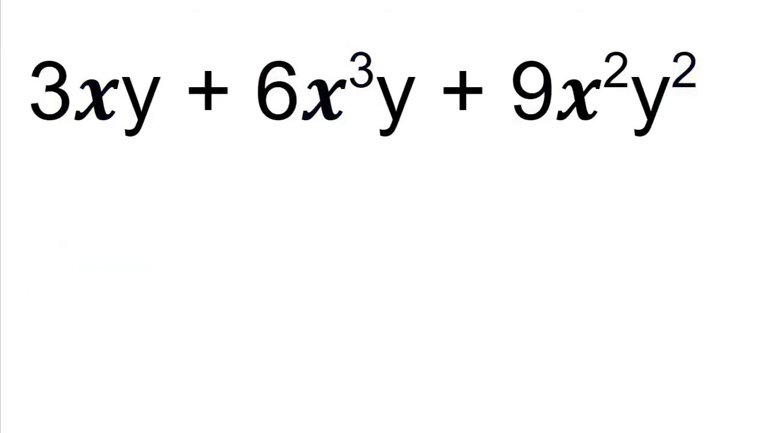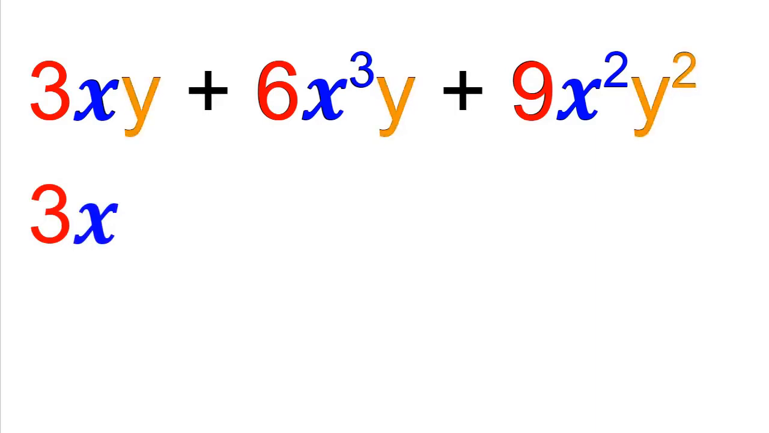Now let's look at a slightly complex example. 3xy plus 6x cubed y plus 9x squared y squared. Now in order for us to factor this, we basically follow the same steps. We look at the coefficients and figure out the greatest common factor. So in this case, the greatest common factor is 3. Then we look at our first variable, x, and we figure out the greatest common factor between the x terms, and in this case it would be x since it's the smallest exponent. Then we look at our second variable, y, and we figure out the greatest common factor, which is the lowest exponent, which in this case is simply y.